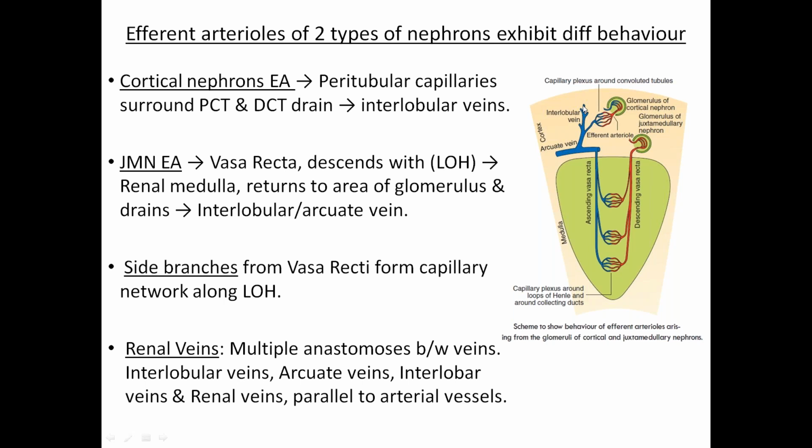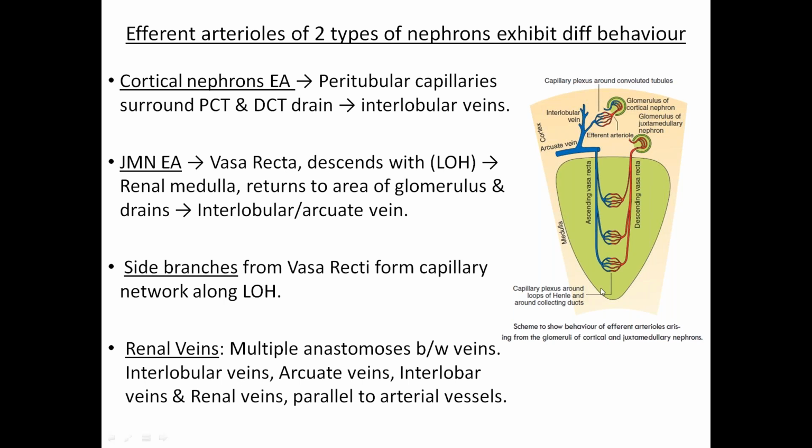Now the efferent arteriole in the case of a JMN gives rise to vasa recta, which I showed you earlier, running parallel with the loop of Henle. They descend with long loops of Henle into the renal medulla and return to the area of the glomerulus and drain into interlobular or an arcuate vein, similar to the cortical nephron.